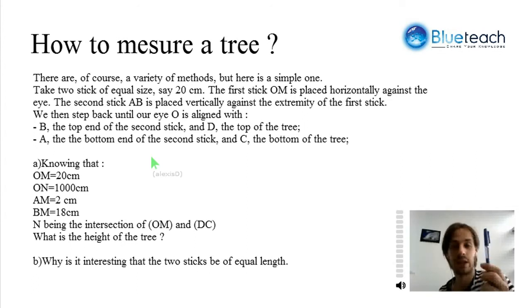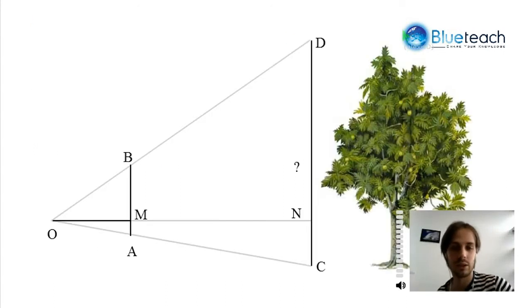And then the second stick, say AB, is placed vertically against the extremity of the other stick, so it's perpendicular to it, like this. Then I'm going to step back until my eye is aligned with the top of the tree and the top of the second stick. So I'm going to look up and see aligned the top of this and the top of the tree. I'm going to do the same thing with the bottom of the second stick and the bottom of the tree. If you want to see exactly what it looks like, I made a little drawing.